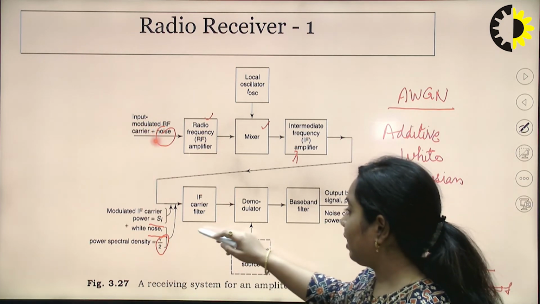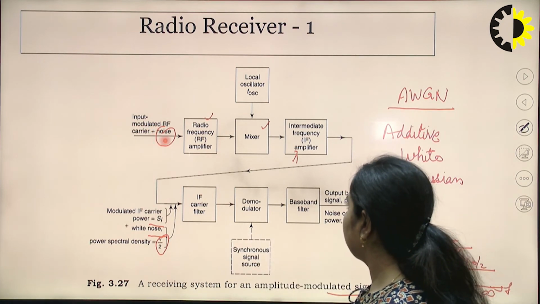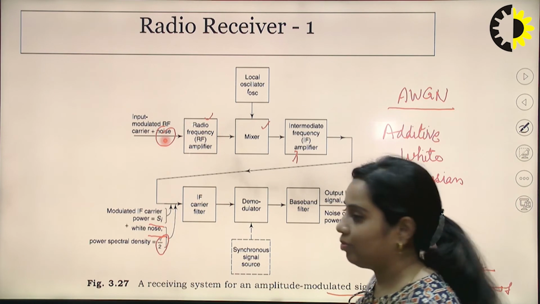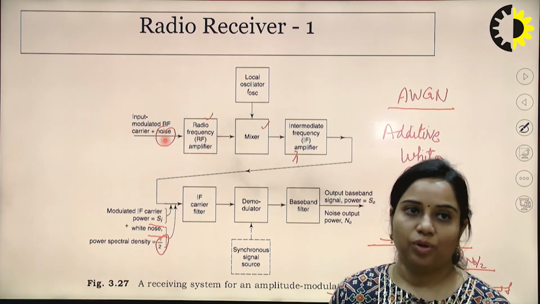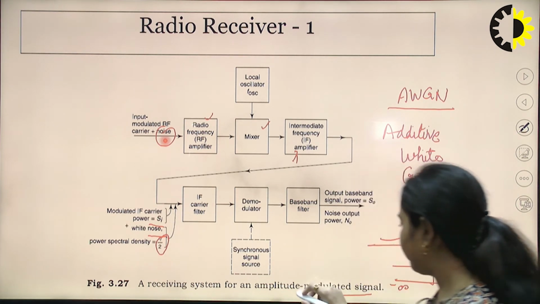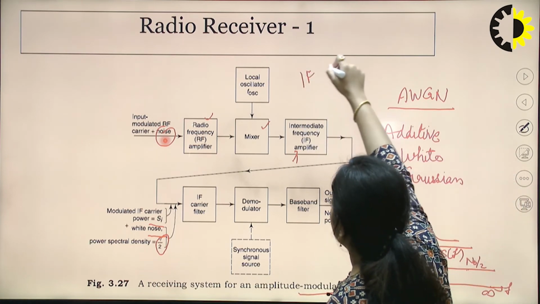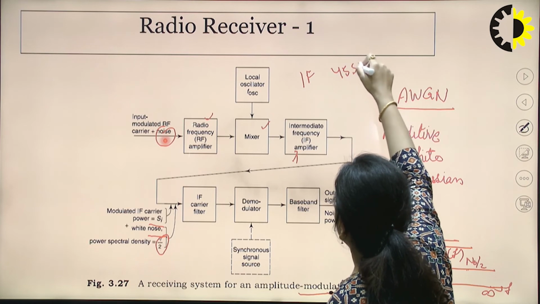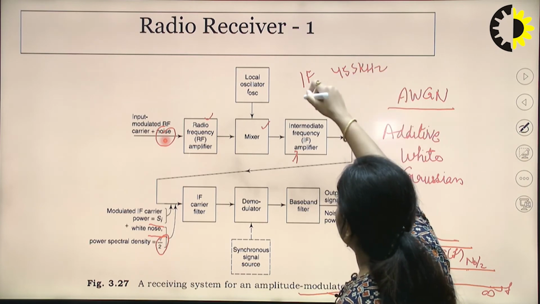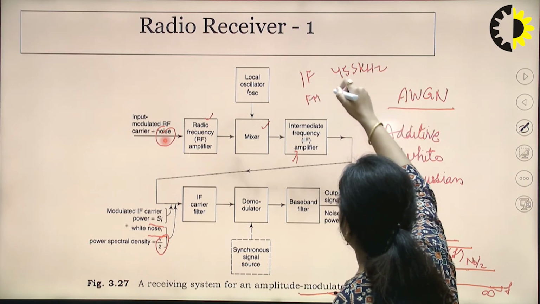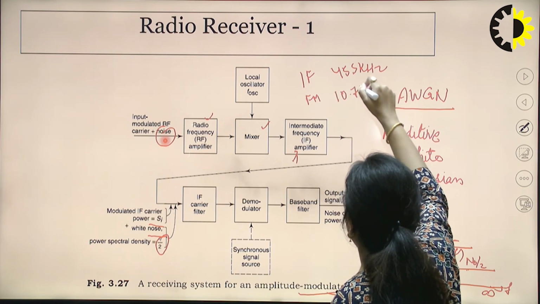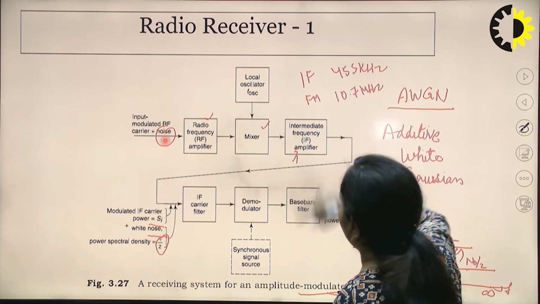So next is the IF amplifier. Now the IF amplifier is an intermediate frequency amplifier. If you are using it for AM, amplitude modulation, like it is written over here, then the IF frequency is 455 kilohertz. If we are using it for FM, then the IF frequency will be 10.7 megahertz. That is an important point to note down.